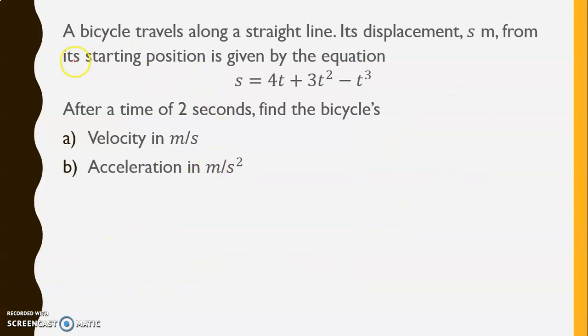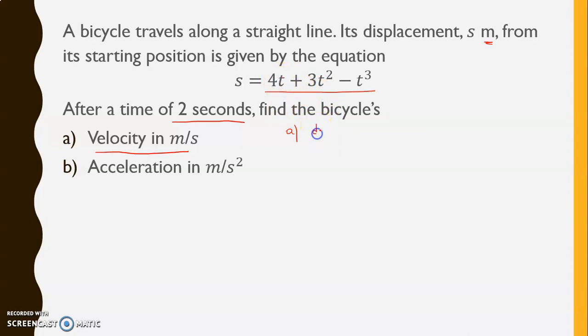So here is an example where a bicycle travels along a straight line. We are given its displacement in meters from its starting point, and that is 4t plus 3t squared minus t cubed. After a time of 2 seconds, find the bicycle's velocity. So first we want to find the bicycle's velocity. We are not told to differentiate, but we should be able to deduce that in order to find the velocity, we have to differentiate this function that we are given for the displacement.